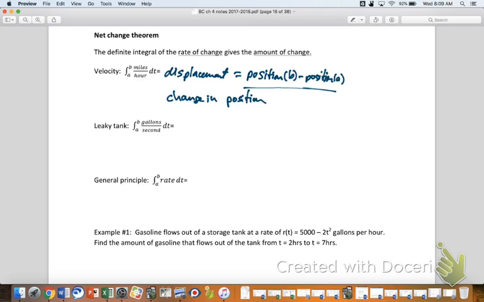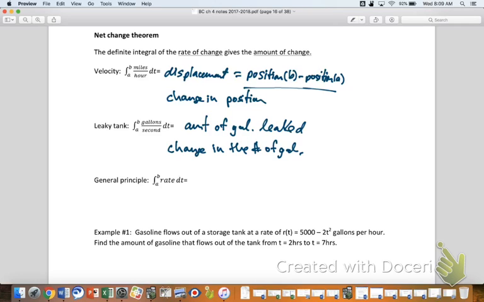How would you describe that? Go ahead. The gallons leaked, like the amount of gallons. Okay, yeah, the amount of gallons leaked. You could say the amount of gallons that left the tank or leaked out of the tank. You could also just be generic and say it's the change in the number of gallons.